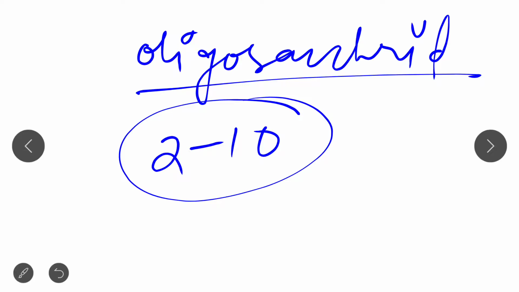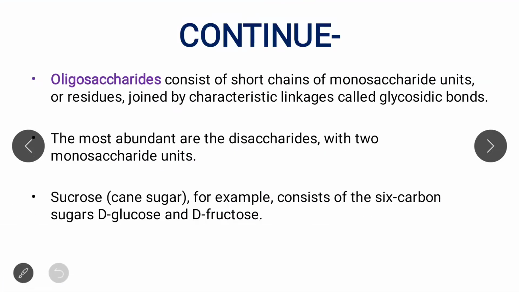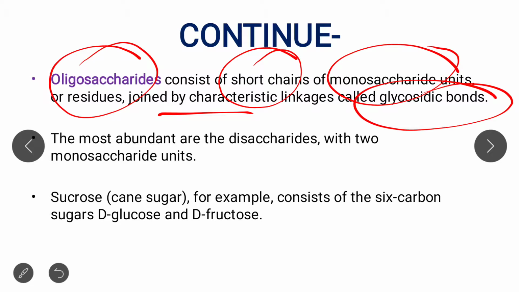Okay, so let's move to the PPT. So basically these are the oligosaccharides. They consist of short chains of monosaccharide units, residues joined by a glycosidic bond. Yes, glycosidic bond. I will show you all these things in my future lectures.